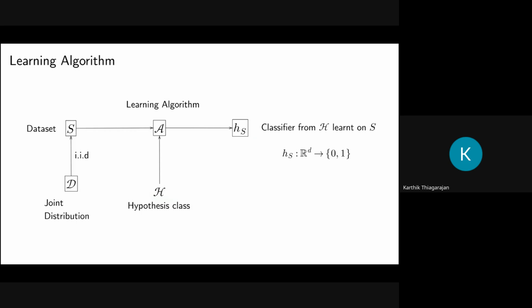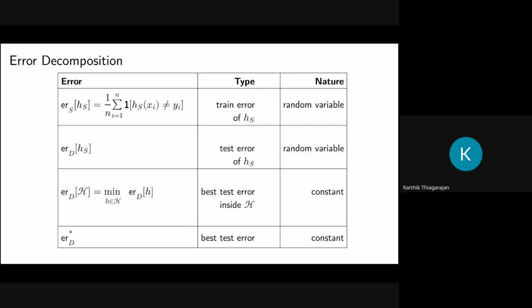We don't care about the exact nature of A until we reach estimation error. Okay, so this is again important. You should already know all this, but I'll just repeat it. So R_S(h_S) is your train error, the train error of your classifier h_S. Now this is a random variable.